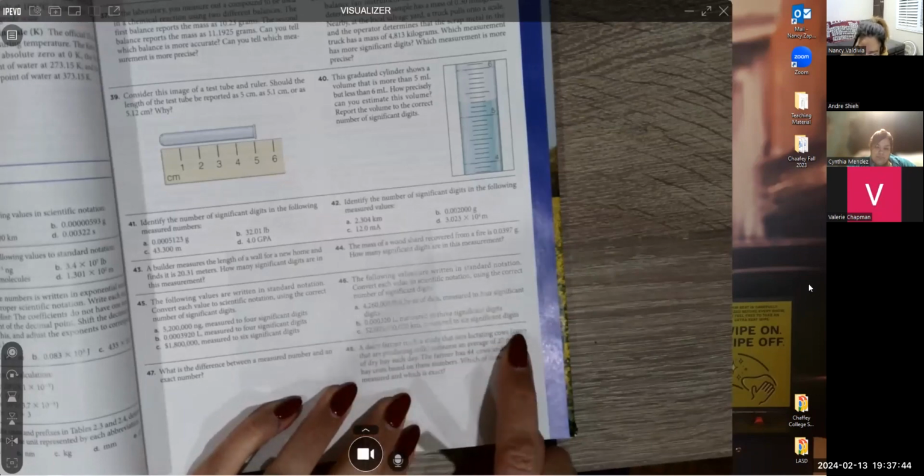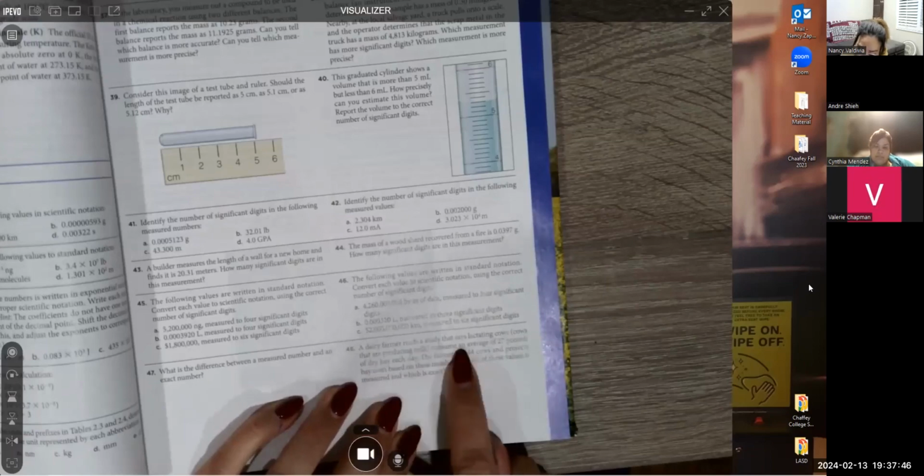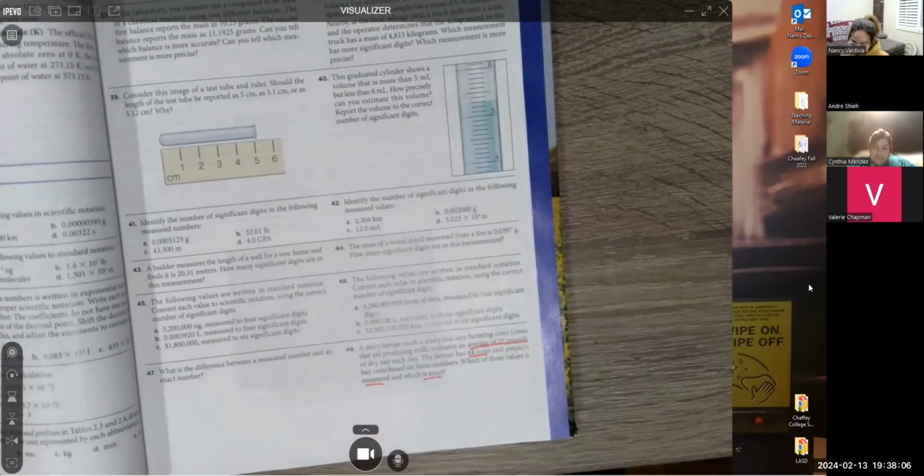It says, a dairy farmer reads a study that says lactating cows that are producing milk consume an average of 27 pounds of dry hay each day. The farmer has 44 cows and projects hay cost based on these numbers. Which of these values is measured and which is an exact number? So which number is the measured number?